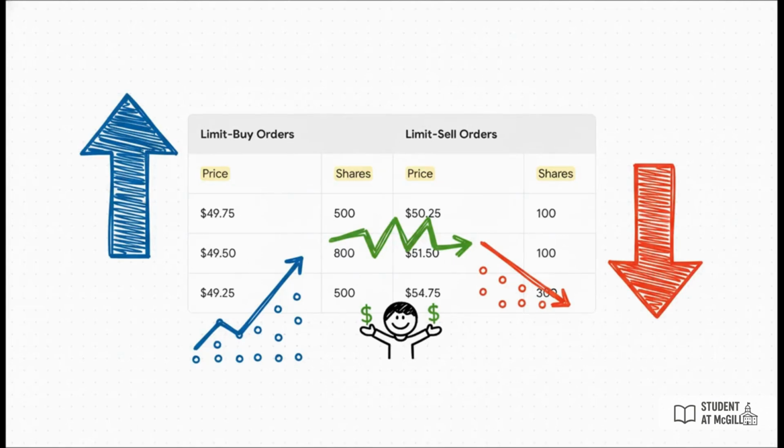And this chart here shows you exactly where that gap lives. See on the left? The highest price anyone is willing to pay to buy right now, the bid, is $49.75. Now look to the right. The lowest price anyone is willing to accept to sell, the ask, is $50.25. That 50-cent difference, that's the spread. The market maker lives in that gap, buying at the bid, selling at the ask, and taking that difference home.